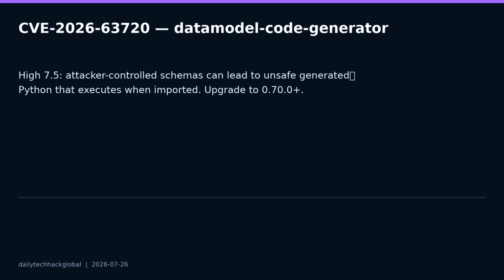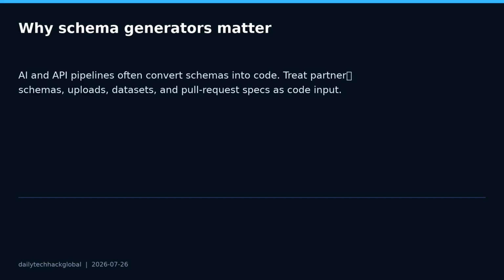According to NVD and Vulncheck, an attacker who controls an input schema can place malicious content in a custom base path value. The generated file can then contain unsafe Python import syntax, and code may run when that generated module is imported. This briefing is defensive only, so no payloads or exploit steps.